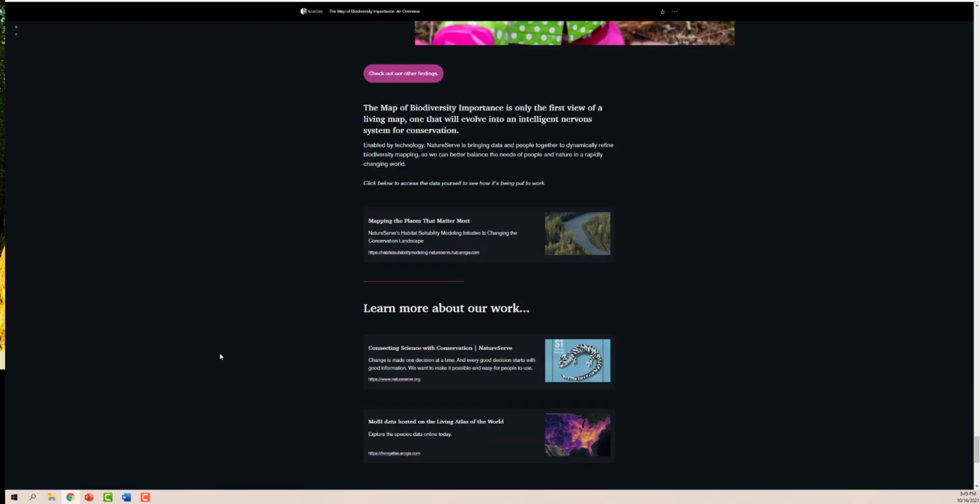The Map of Biodiversity Importance is only the first of what's called a living map, and it's one that will evolve into an intelligent nervous system for conservation. So one of the great powers of leveraging this technology that you're learning about is that not only are we able to create models that predict what might happen in the future, we're able to create map products which will show what kinds of things we need to consider in making our decisions and where we should start.